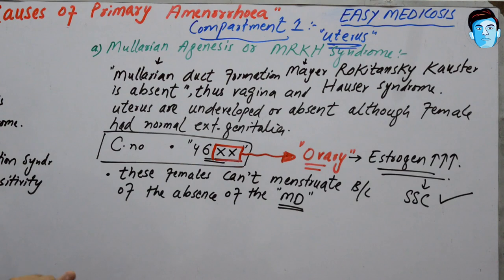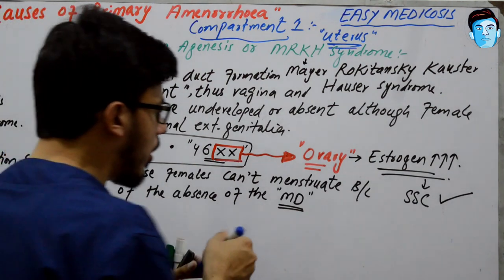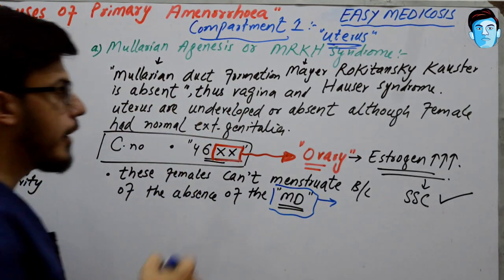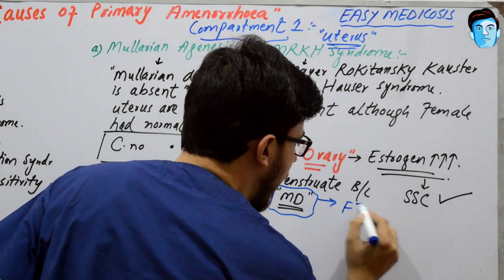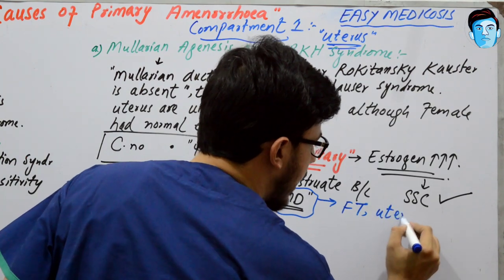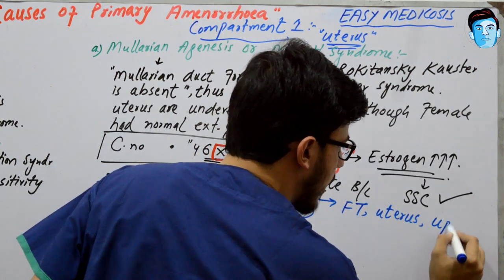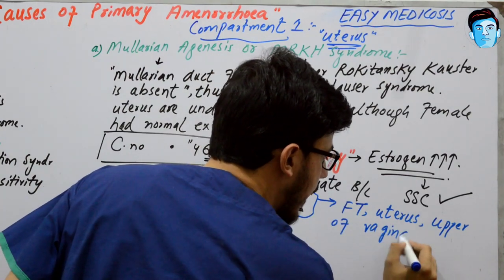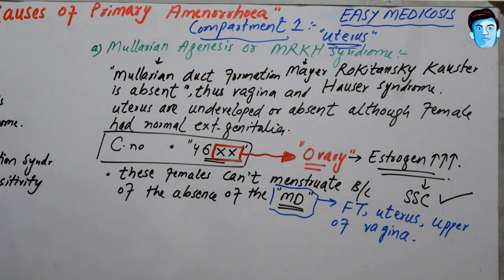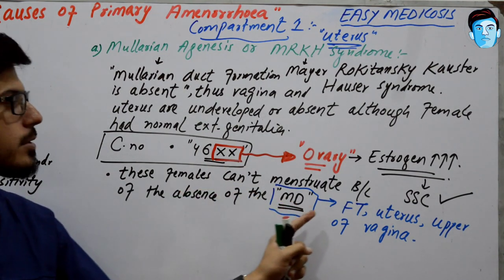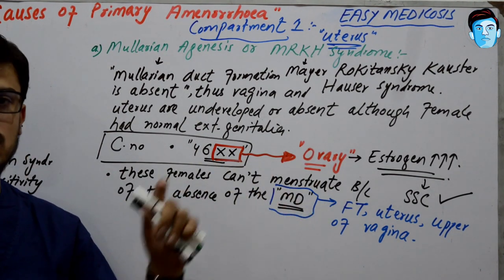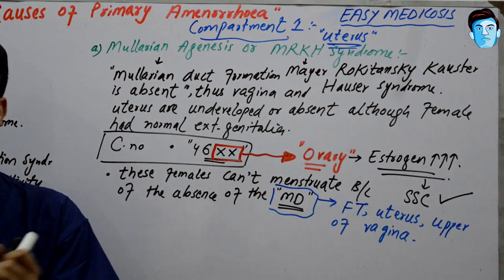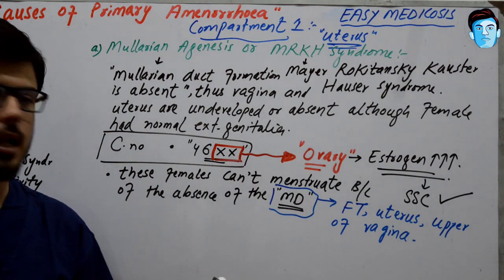And what does this Mullerian duct do? It helps in the formation of the female reproductive system. It helps in the formation of the fallopian tube. It helps in the formation of the uterus. It also helps in the formation of the upper part of the vagina, while the lower part of the vagina is derived from the urogenital sinus.